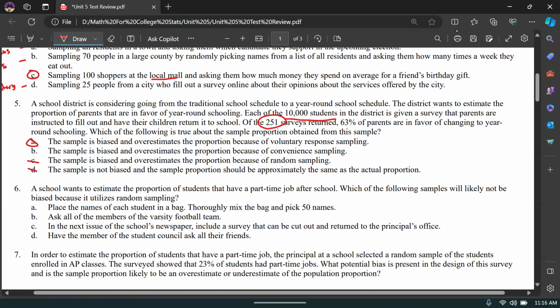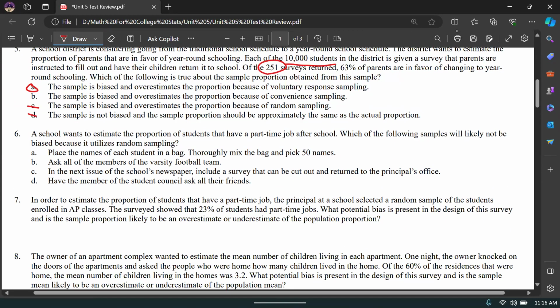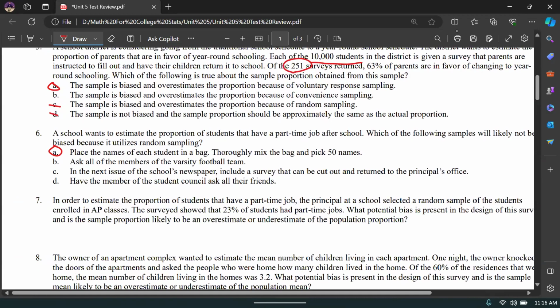All right. 6. A school wants to estimate the proportion of students that have a part-time job after school. Which of the following samples will likely not be biased because it utilizes random sampling? A: Place the names of each student in a bag, thoroughly mix the bag, and pick 50 names. That's definitely it. A is our answer.